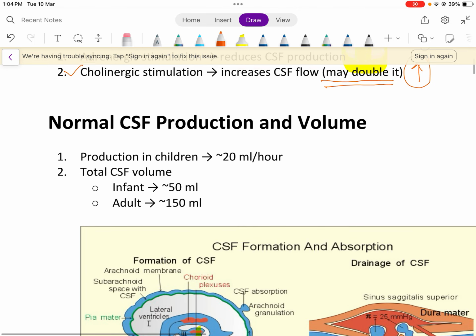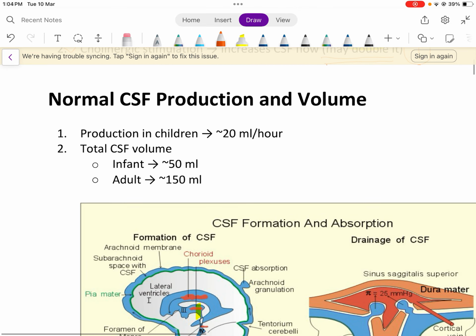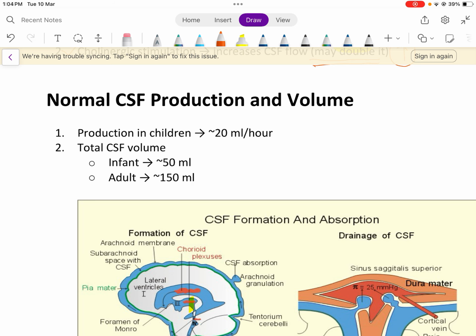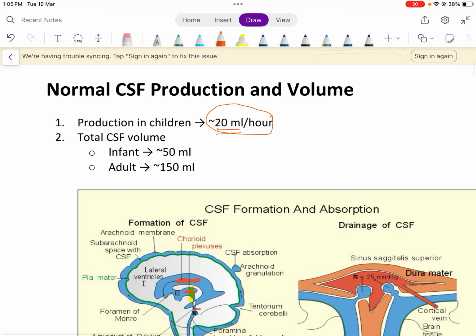Okay. Now, what is the normal CSF production and volume? The production in children, the rate of production, the normal is hourly 20 ml of CSF is produced, that is 20 ml per hour. And what is the total CSF volume in infants and adults? In infants, the total CSF volume is 50 ml, whereas in adults it is 150 ml.